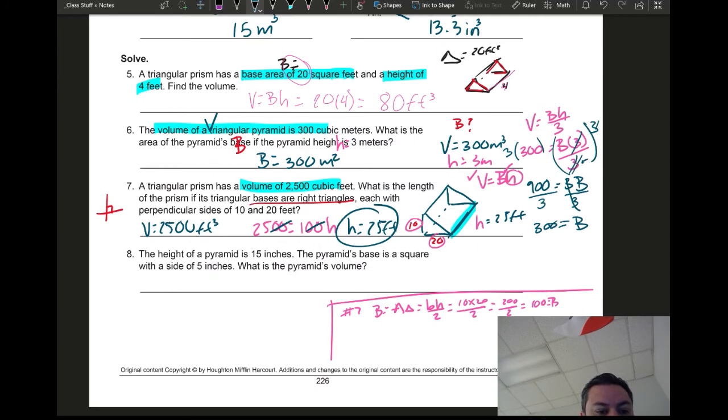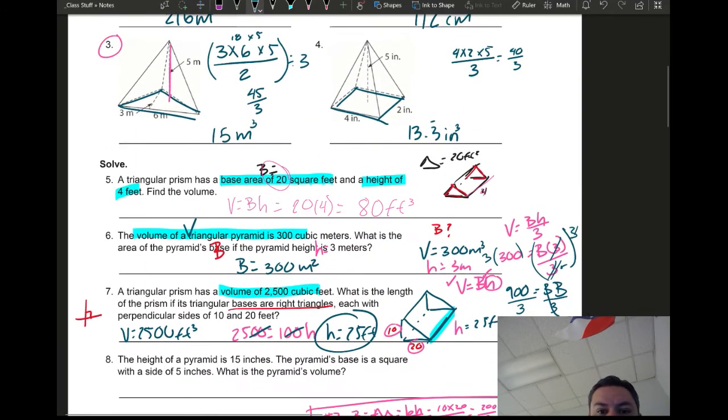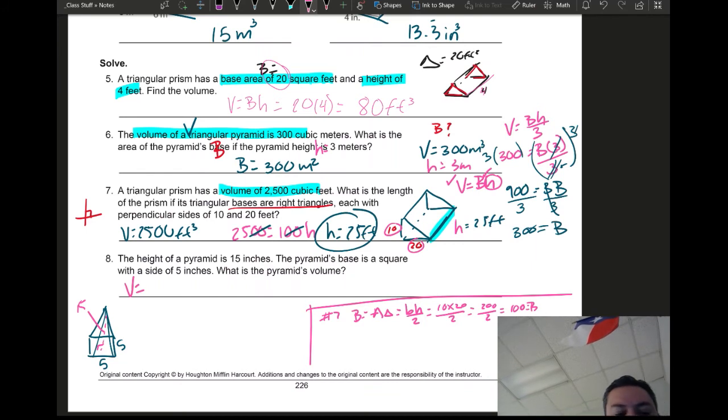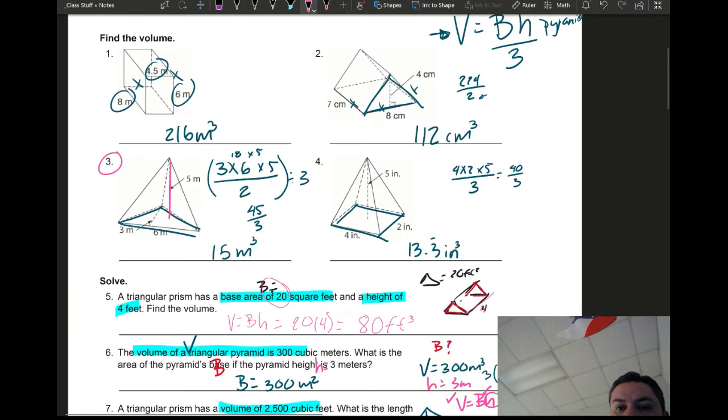Now, number 8. The height of the pyramid is 15 inches. The base is a square with sides of 5 inches. What is the pyramid volume? So we have a square pyramid, basically, that is 5 by 5. And they're saying that the height of it is 15 inches. So we're looking for volume. And I'm going to do it this fast way. Multiply the 3 numbers and then divide by 3, or you can use this volume formula.